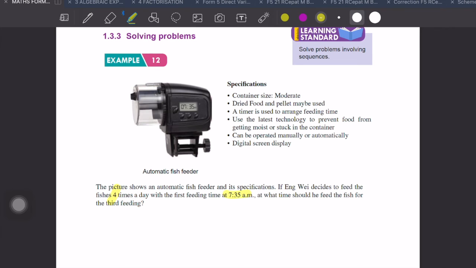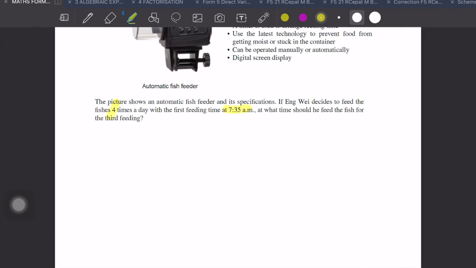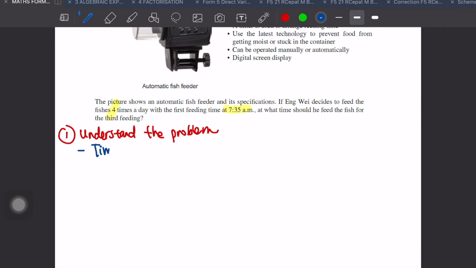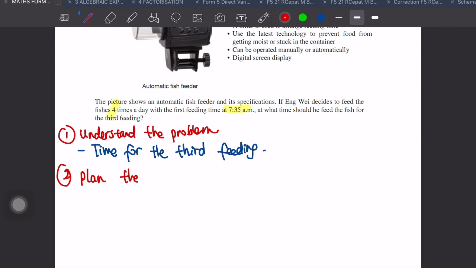So over here, you try to write it systematically. The first part, we need to understand the problem. You need to find the time for the third feeding. Next, you need to plan. Plan the strategy.